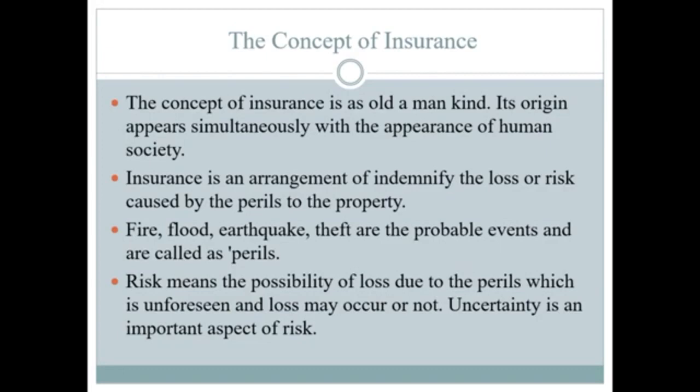The concept of insurance is not new to the society. The concept of insurance is as old as mankind. Its origin appears simultaneously with the appearance of human society. Insurance is an arrangement of indemnifying the loss or risk caused by the perils to the property. Fire, flood, earthquake, theft are the probable events and are called as perils. Risk means the possibility of loss due to the perils, which is unforeseen, and loss may occur or not. Uncertainty is an important aspect of risk.